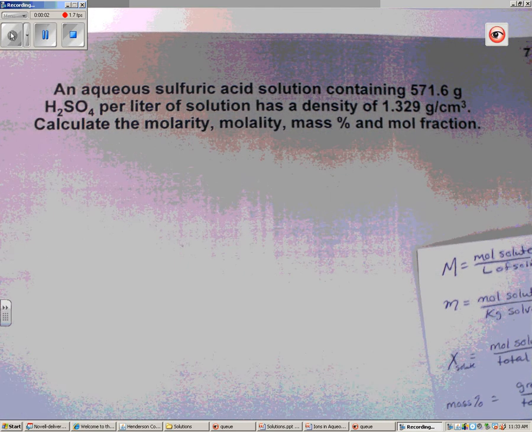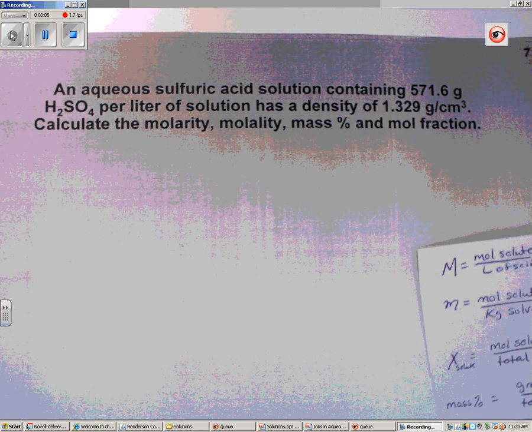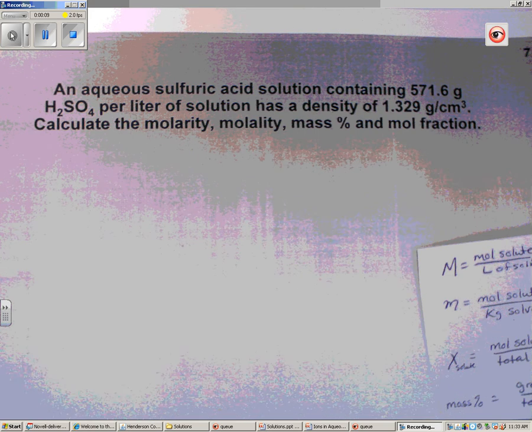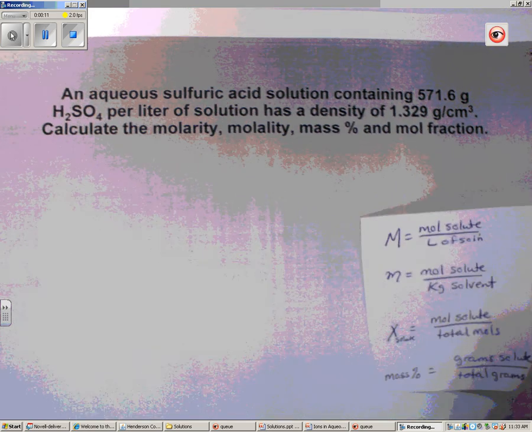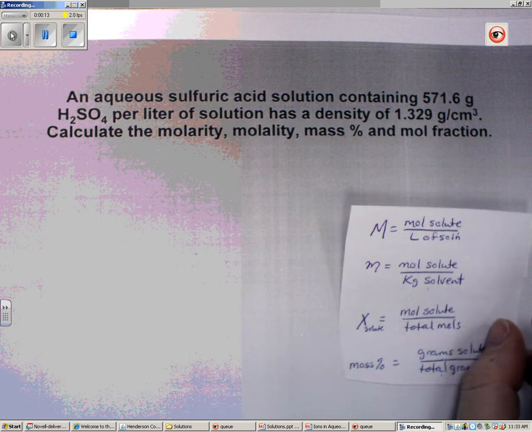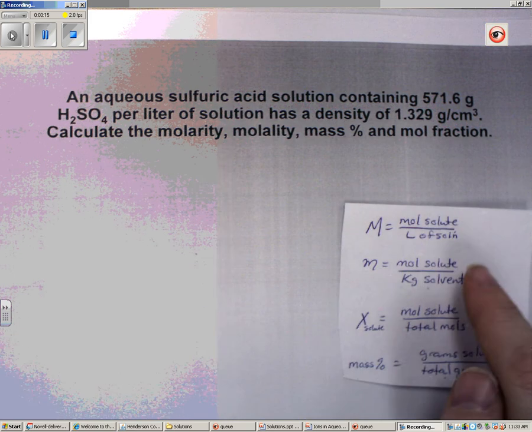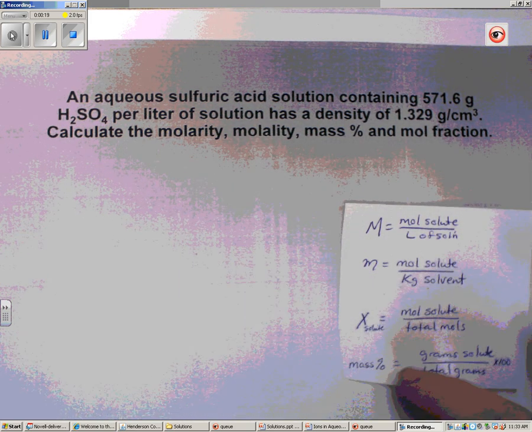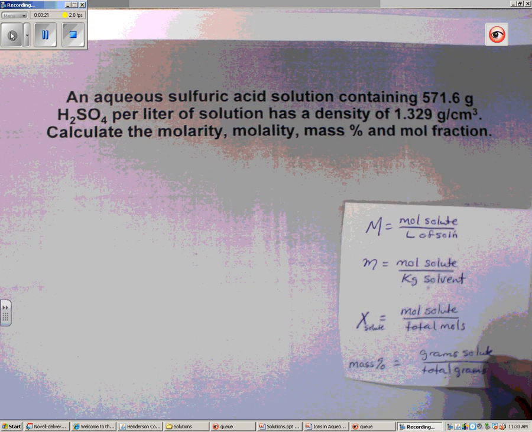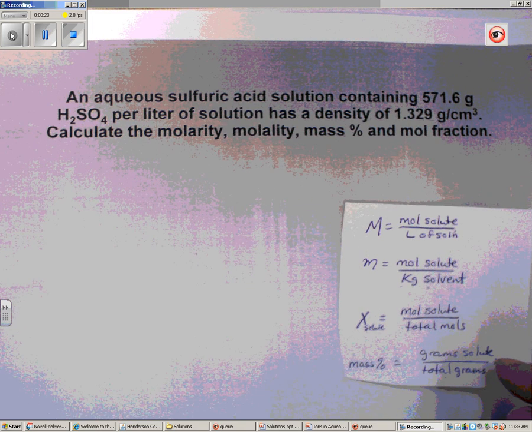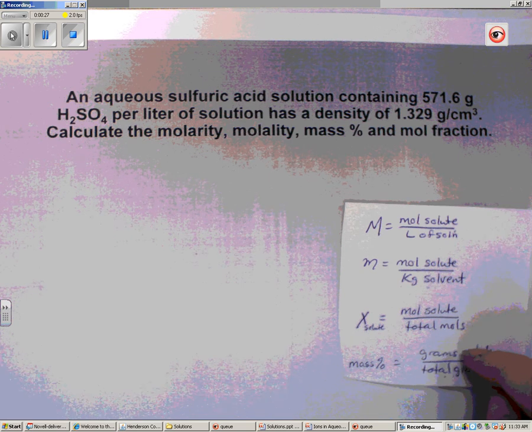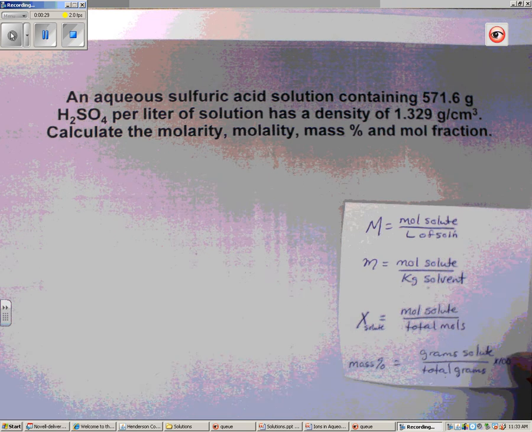Converting between different types of concentration or different ways to express concentration is very important and often shows its head in AP Chemistry. Now we have four different types here. We've got molarity, molality, mole fraction, and mass percent. Mass percent is probably the only one that's a little new, but it's a percent, so it's part over whole times 100, so grams of the solute over total grams times 100.